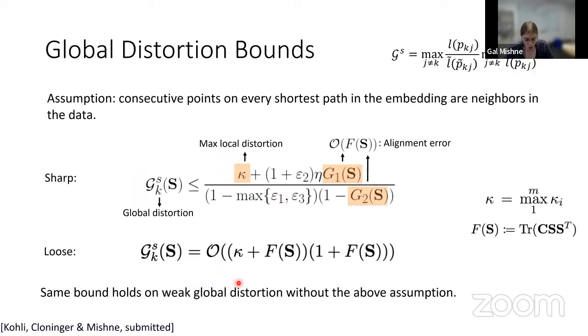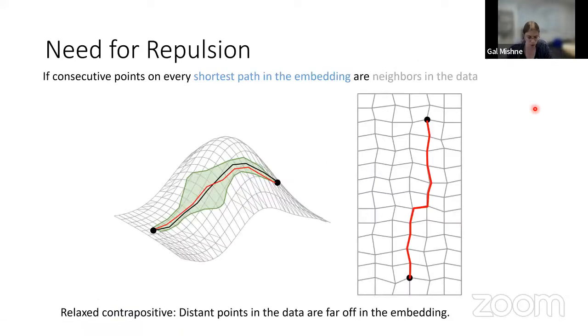For the weak global distortion, for the strong global distortion, we have an assumption in order to achieve this bound, and that is that consecutive points on every shortest path in the embeddings are neighbors in the data. So what does this look like visually? Every path that I have in the embedding, if I take consecutive points along this path, they need to be neighbors in the ambient space, okay? In order for there not to be high global distortion.